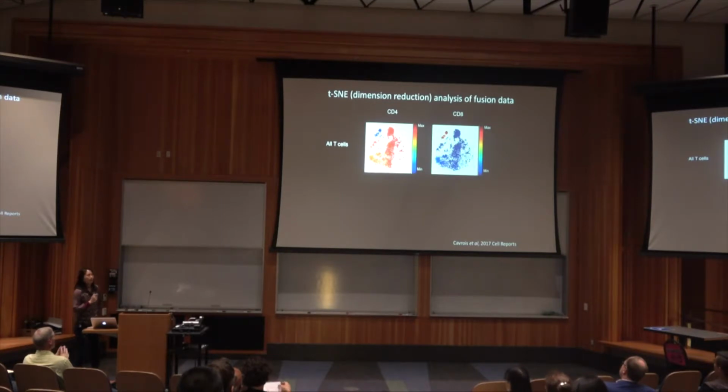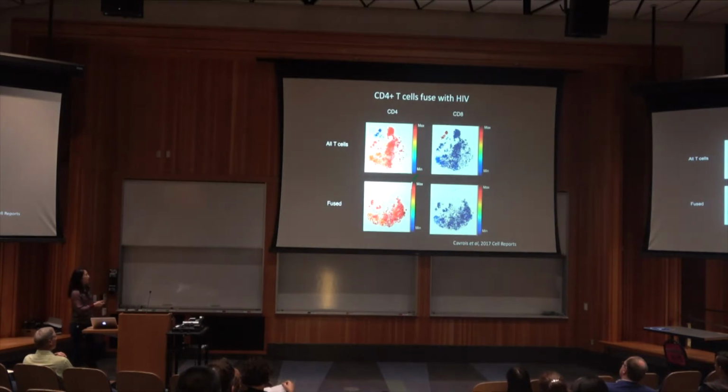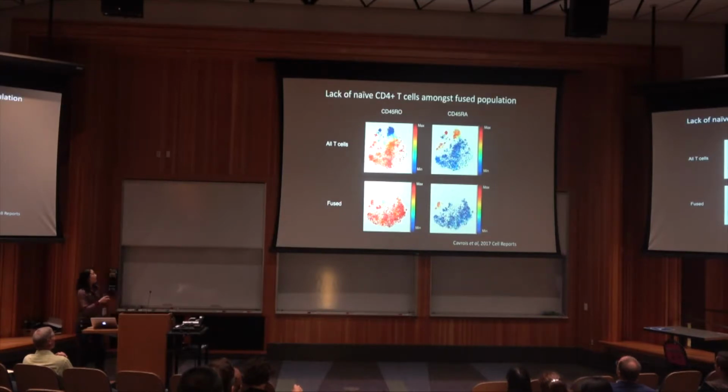Now, what do the HIV-fused cells look like? I now bring up those plots, color-coded by CD4 on the left and CD8 on the right. What you will notice is that there are some islands of cells that are missing. This island here is missing. That makes sense because those are CD8 T cells and HIV enters CD4s and not CD8s. However, there's another island that's missing, this one up top here. What are those cells? To determine that, I take these exact same plots and color code them by two new antigens of interest, in particular CD45RO, which is a memory T cell marker, and CD45RA, which is a naive T cell marker.